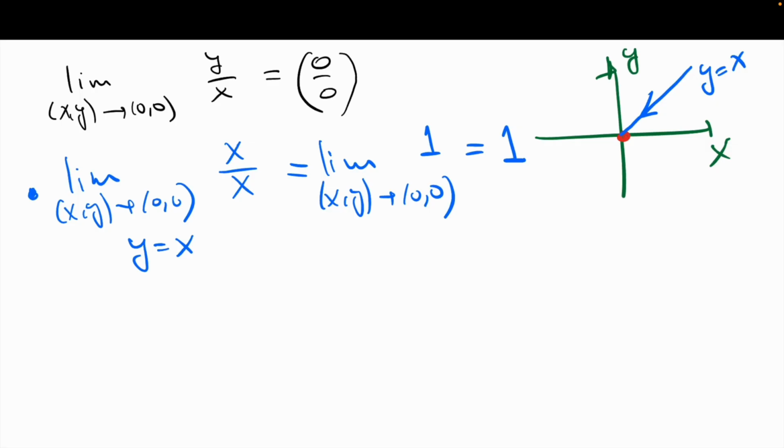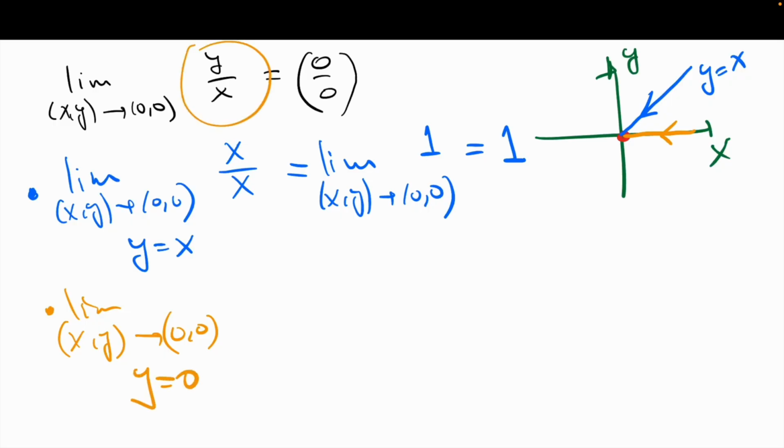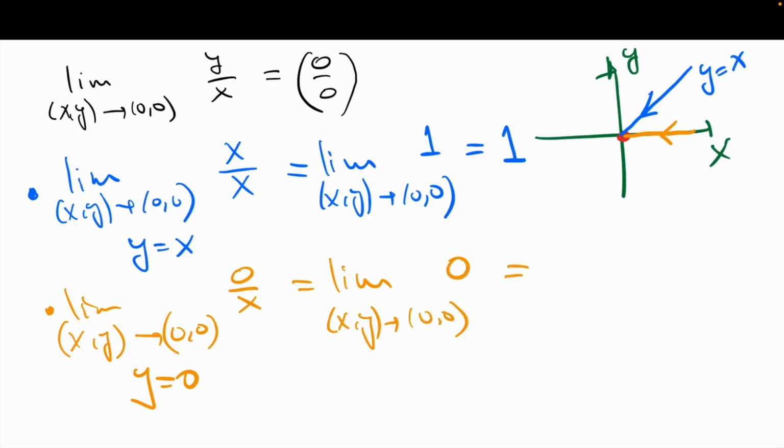So let's see if we approach the limit in another direction. For instance, let's approach by the x-axis. So let's approach in this direction. Let's calculate the limit when (x, y) goes to (0, 0), but now on the x-axis, the line y equals 0. So let's put here y equals 0. We have 0 over x. 0 over x is 0. So the limit when (x, y) goes to (0, 0) of the function 0 is 0.